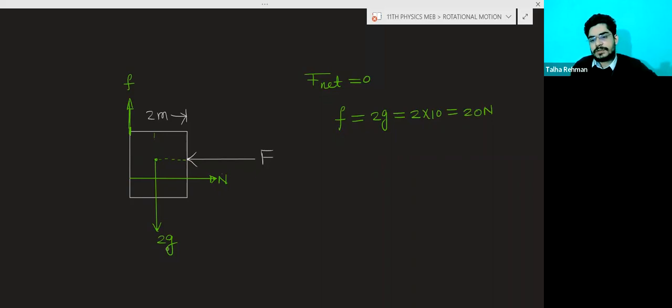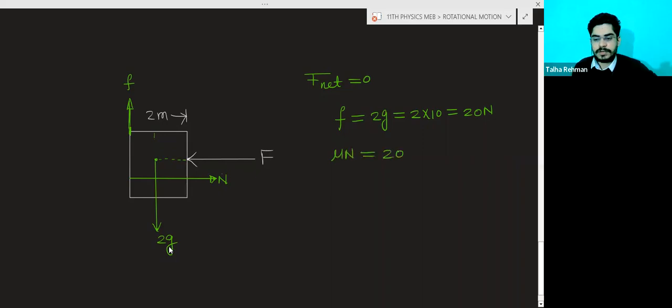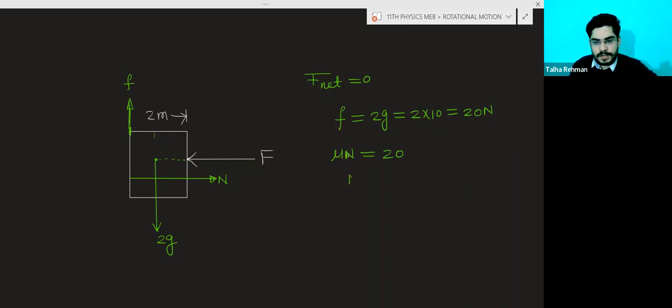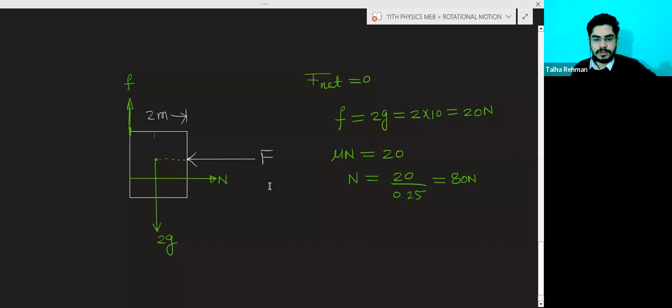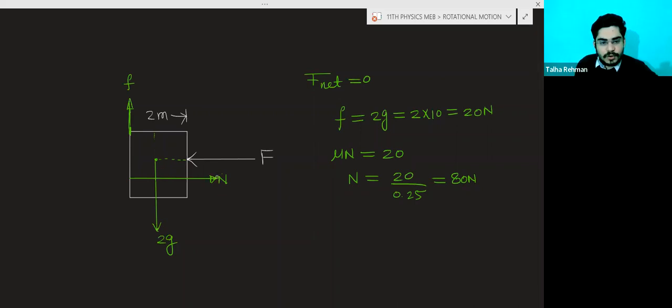And this friction force is given by mu into N, and that is equal to 20. Okay, friction force is coefficient of friction into normal reaction. So now normal reaction you can find from here: 20, it will be 0.25. So 0.25 times normal reaction, so normal reaction will be 80 Newton. Okay, 1 by 4. So it will be 80 Newton. Now normal reaction we have found out.